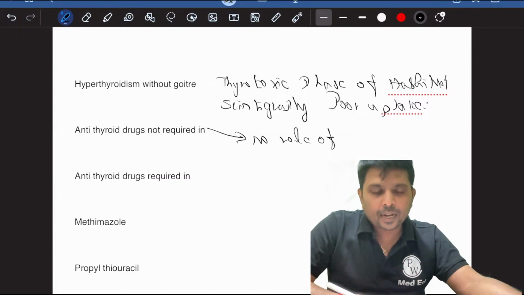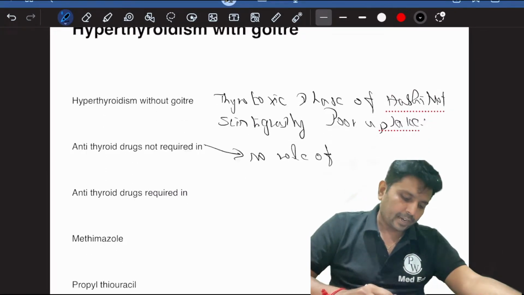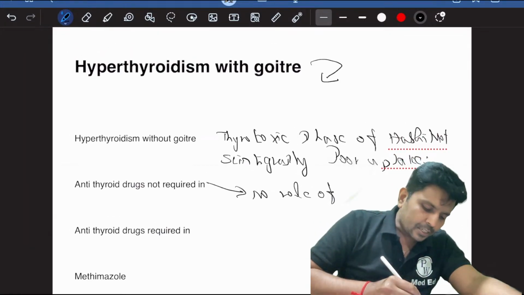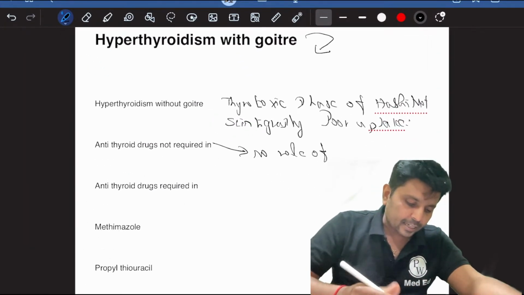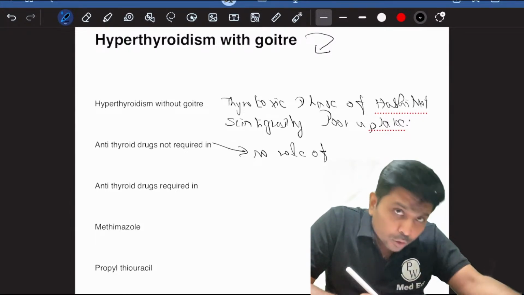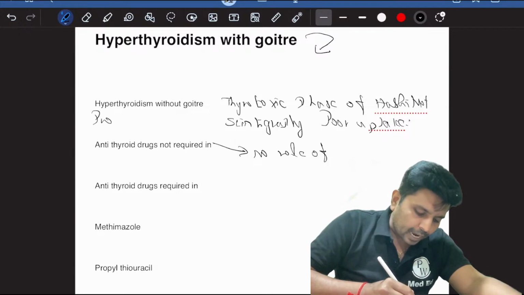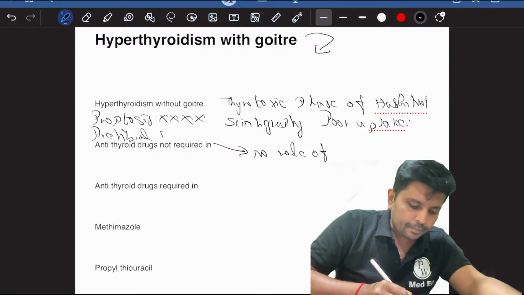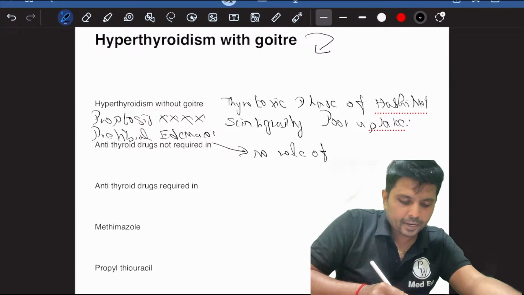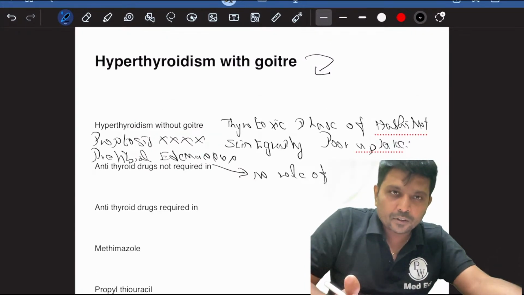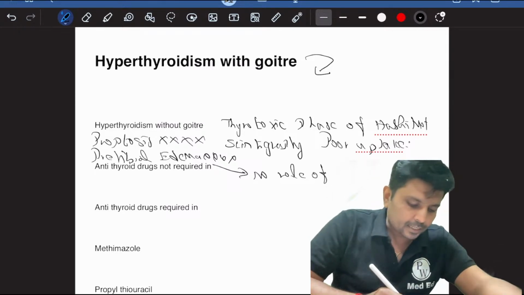That is hyperthyroidism without goiter, whereas when you have hyperthyroidism with goiter, it is different. Remember, in these cases, that is the thyrotoxic phase of Hashimoto's thyroiditis, there will be absence of proptosis. It will not be present. There will be no pretibial edema, because these are all due to TSH stimulating antibodies of hyperthyroidism with goiter.